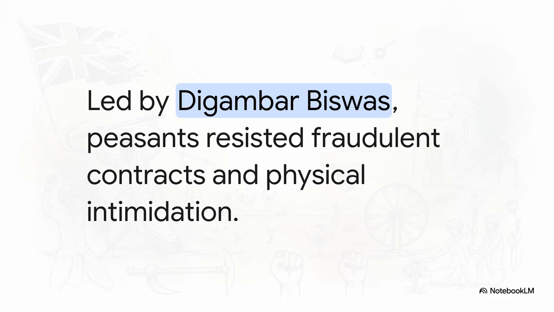Led by grassroots leaders, the brothers Digambar Biswas and Bishnu Biswas, they decided to just stop. They refused to grow indigo under duress. They stood up to the planters' armed guards and the local police, and their resistance was so fiercely effective that, believe it or not, indigo cultivation was practically wiped out from Bengal by the end of 1860.